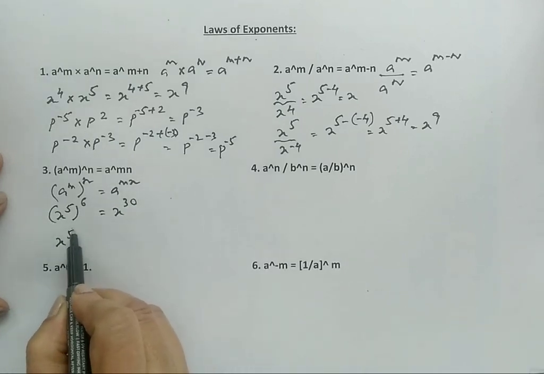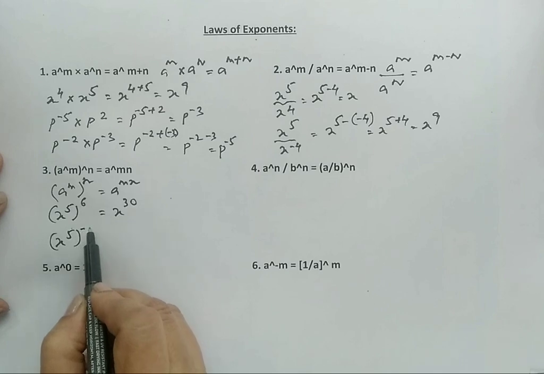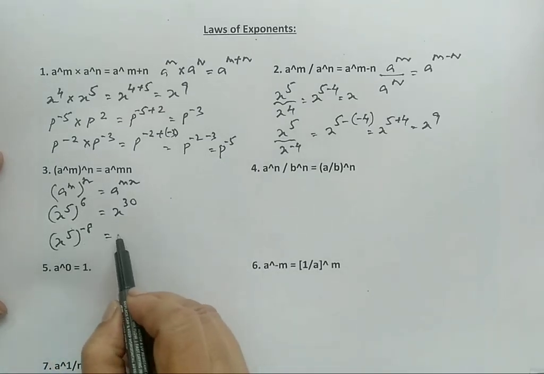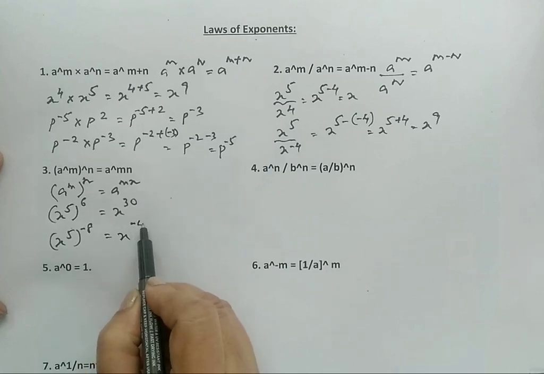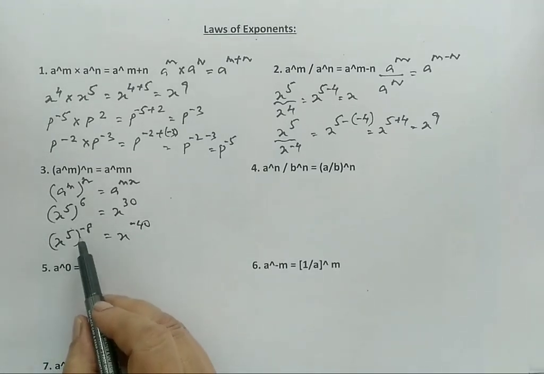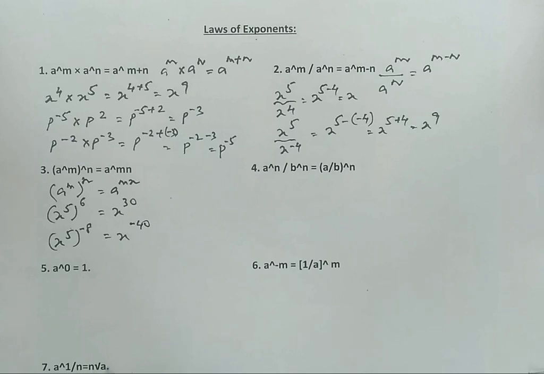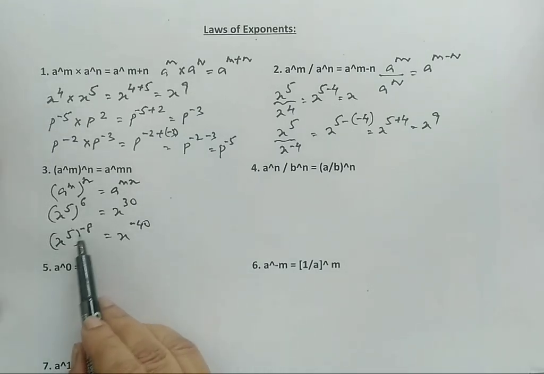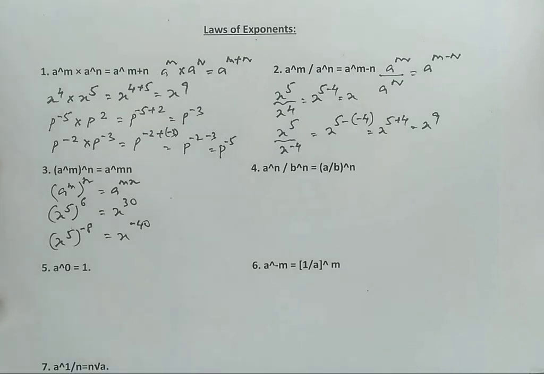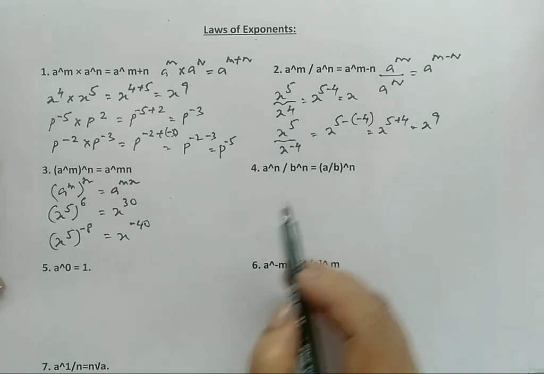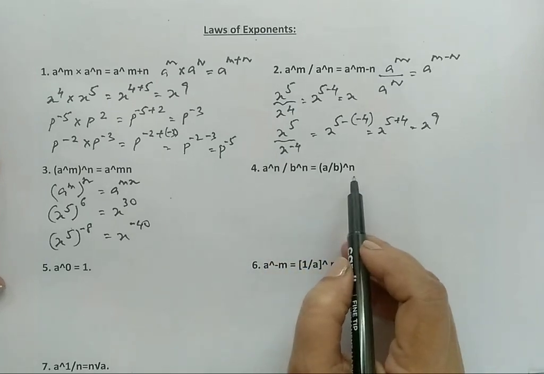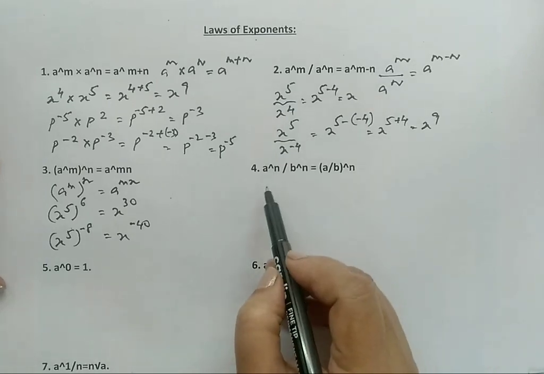If x to the power 5 has a power of minus 8 outside, in that case, obviously it will be x to the power minus 40, because minus 8 multiplied by 5 is 40, and minus times plus is minus. All right, guys. Now I hope it is clear. Now, what about this? Okay, some more coming up.